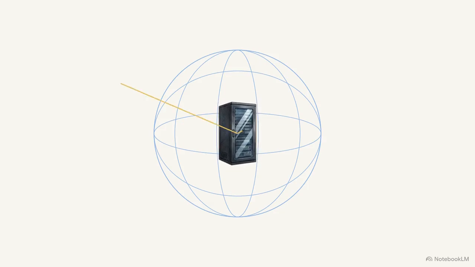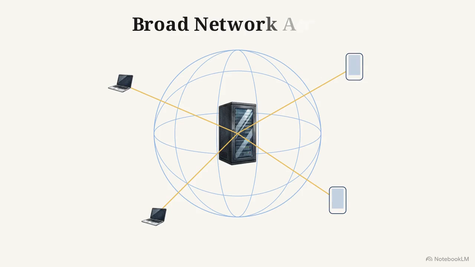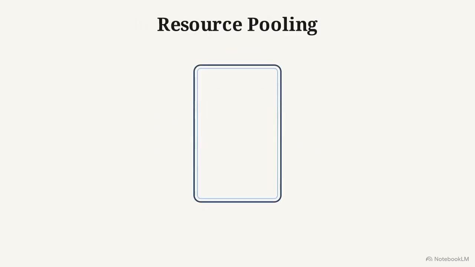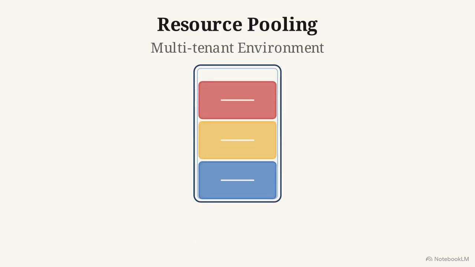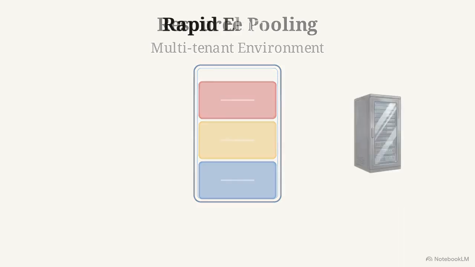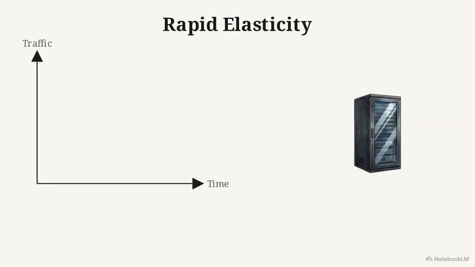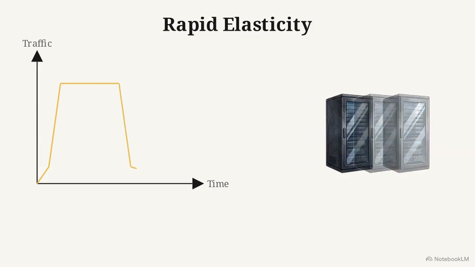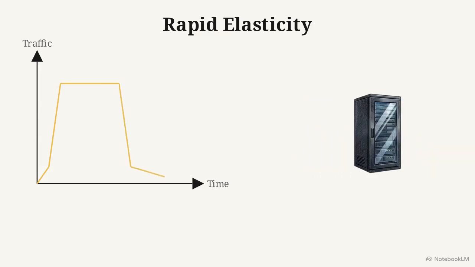The first is broad network access. These abstracted resources must be accessible from any device over the internet. Next is resource pooling. Providers use virtualization to build multi-tenant environments. This allows many different customers to securely share the same physical data center hardware. Because the hardware is abstracted, the cloud offers rapid elasticity. If traffic spikes, the infrastructure automatically scales up by provisioning new virtual servers and containers in real time, then scales back down as demand subsides.